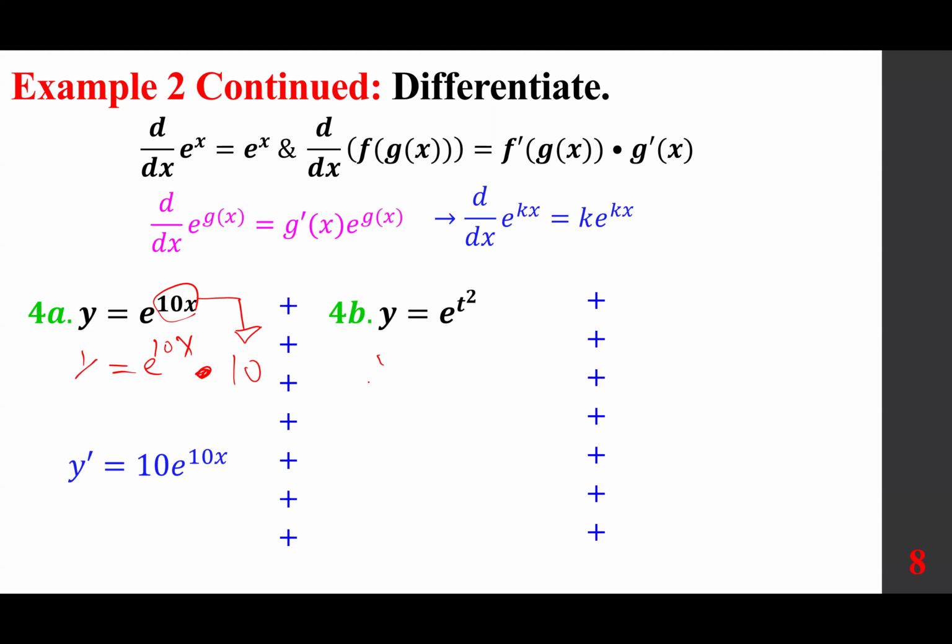In this case, the answer is again itself, because you're dealing with an exponential function. Just write the function times the derivative of its exponent, simply 2t, and that comes in front. Y prime is 2t e to the power of t squared.